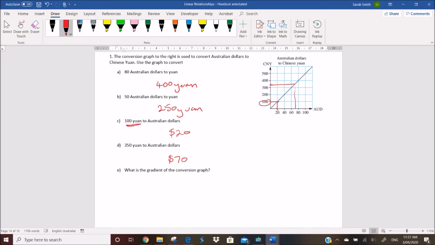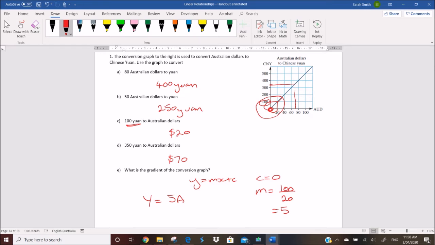So what is the gradient of the conversion graph? So I'm going to pick these points here just because they're nice and easy. So if we're looking at y equals mx plus c, again, as our formula, our c is going to equal 0 because we're crossing here at the origin. And my gradient is going to be, we've gone across to 20, so my run is 20, and my rise is 100. So it's going to go across 5. So for every $1 I have of Australian, I have 5 yen. Yen equals 5A.